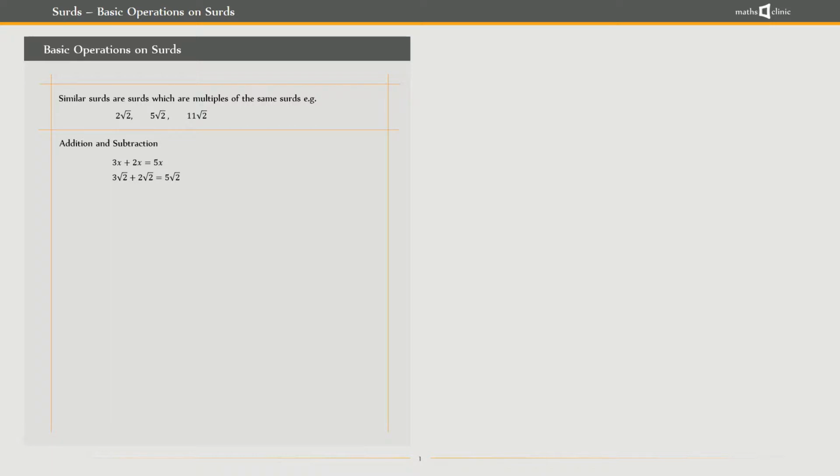The basic operations on surds are very similar to algebraic operations. The way you add and subtract x's and y's is quite similar to the way you add and subtract surds. So let's consider something else. 7y minus 4y gives us 3y. If you compare this to a surd, let's assume y is root 3. You can have 7 root 3 minus 4 root 3, and this gives you 3 root 3. This is a very simple, straightforward process.